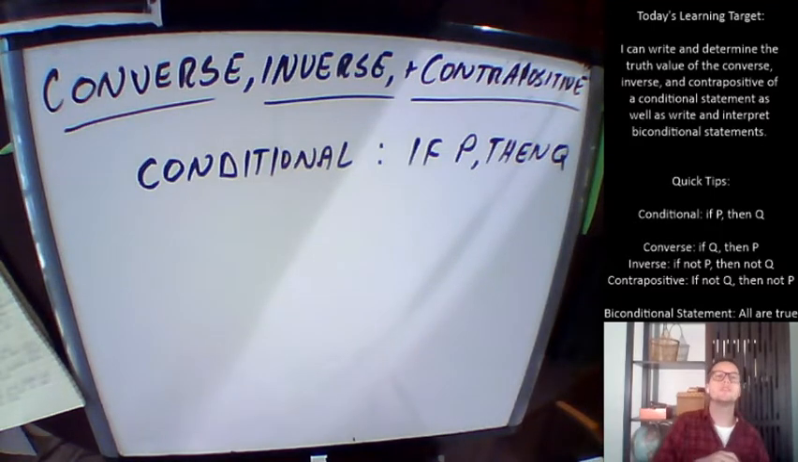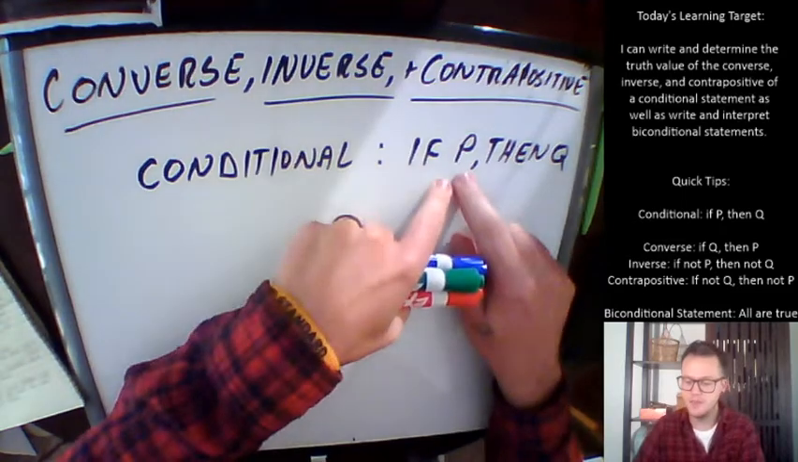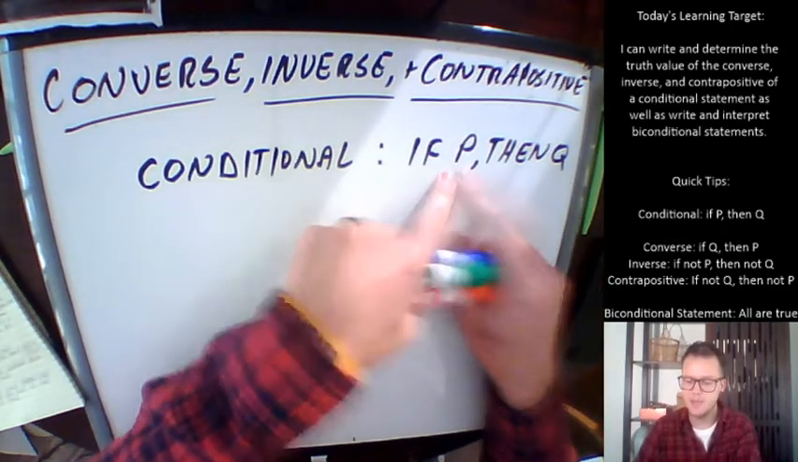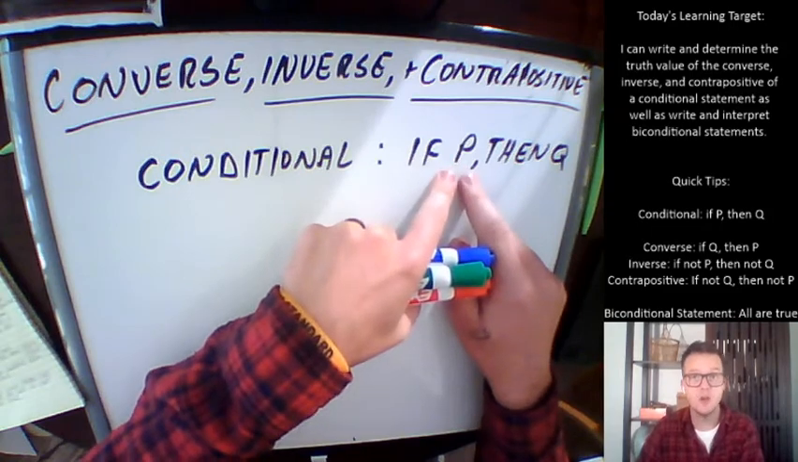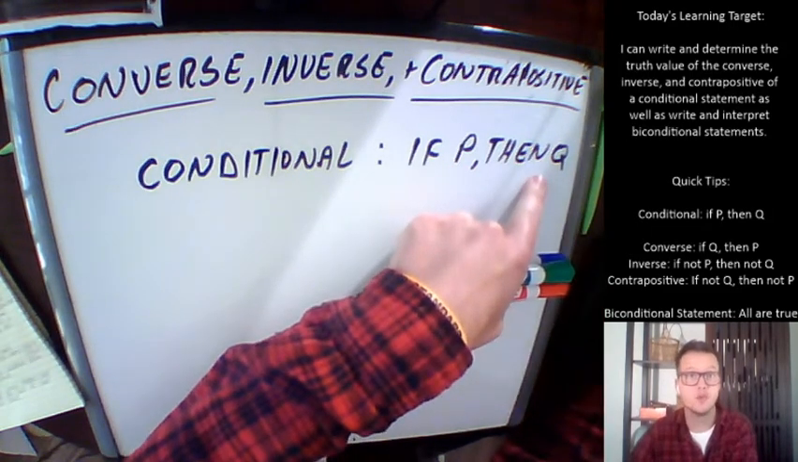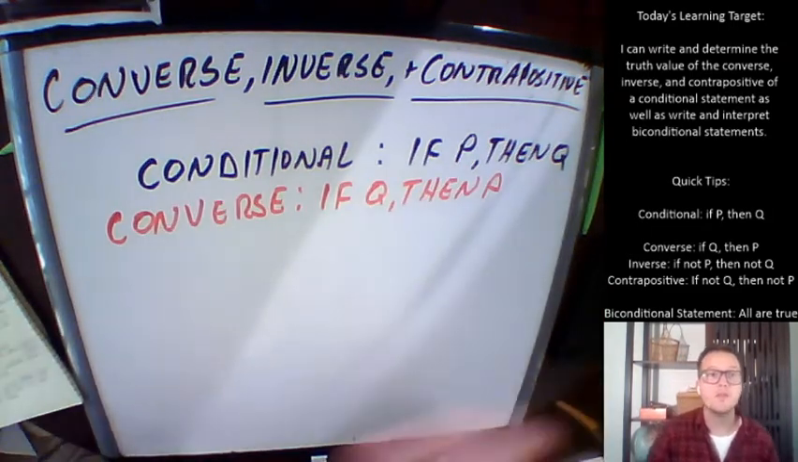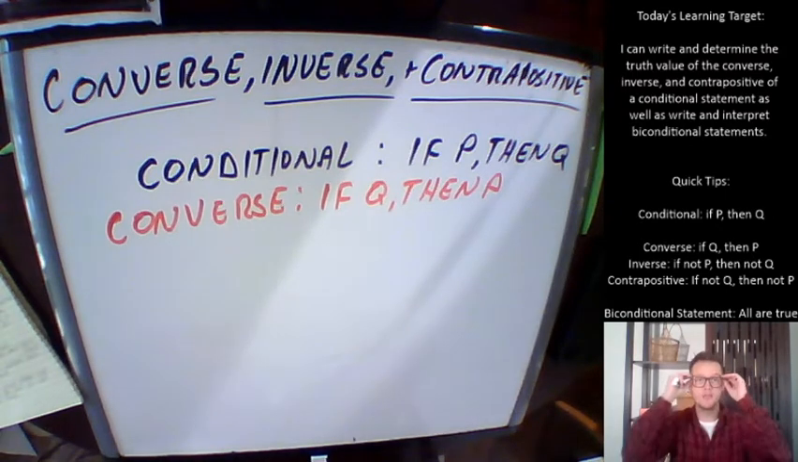Okay, we've learned previously that a conditional statement is an if-then statement and is in the form if P, then Q. P is our hypothesis, Q is our conclusion. So if the conditions of P are met, then the result is going to be Q. There are three variations of the conditional statement we're going to talk about today.